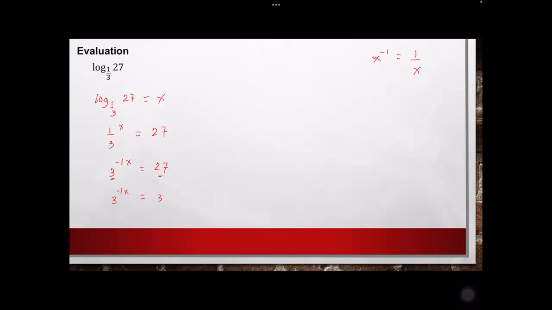3 po. Okay, so we have the 3 also kasi 3 to the 3 ay 27. Why is it 3 to the 3? Kasi 3 times 3 times 3. Tatlong 3. 3 times 3 is 9, times 3, this will be 27. Okay? Since parehas na sila ng base which is 3, magkakaroon tayo ng negative 1x is equal to 3. Then divide both sides by negative 1. So x is equal to 3 divided by negative 1. This will be negative 3 as the answer for x. Okay?